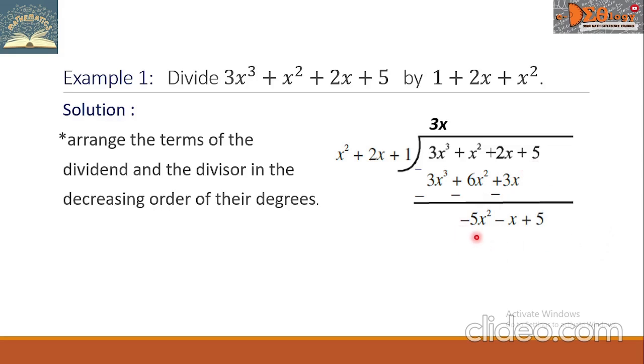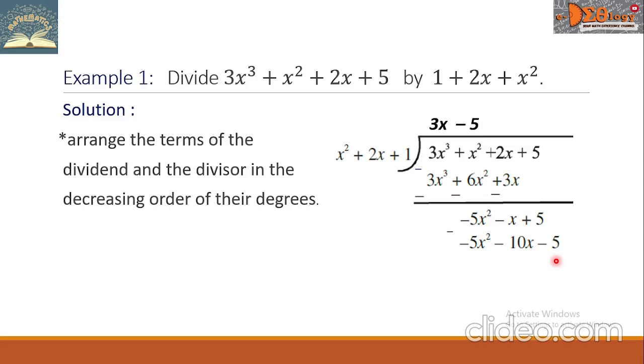This negative 5x squared we now divide by x squared. The answer is negative 5. Then we write the answer in here. Next, we multiply negative 5 to each of the terms of our divisor. And the answer we will place down here. So negative 5 times x squared is negative 5x squared. Negative 5 times 2x is negative 10x. Negative 5 times 1 is negative 5.